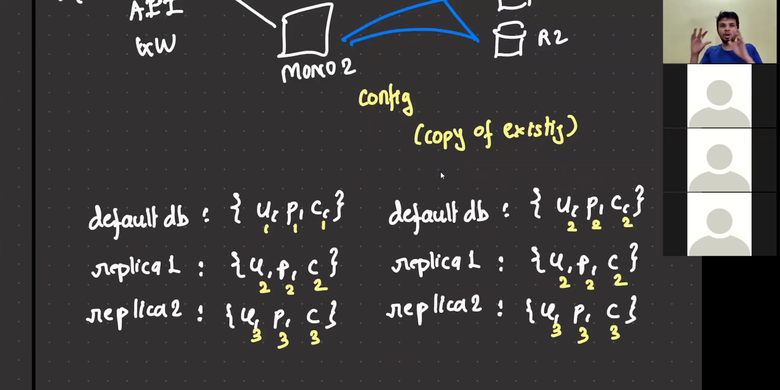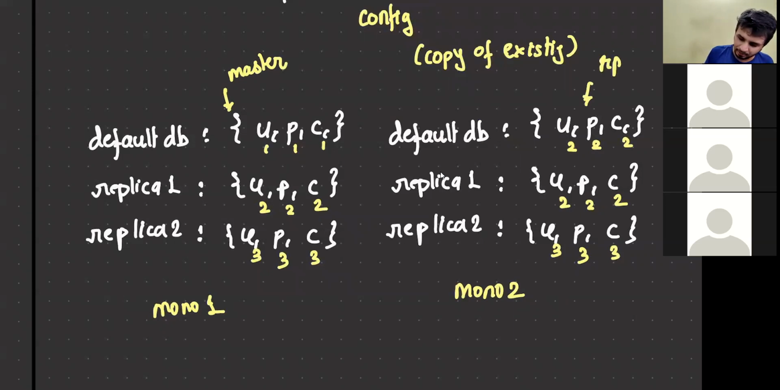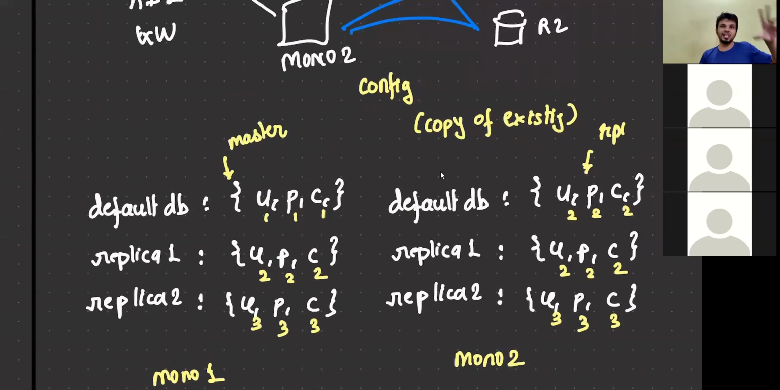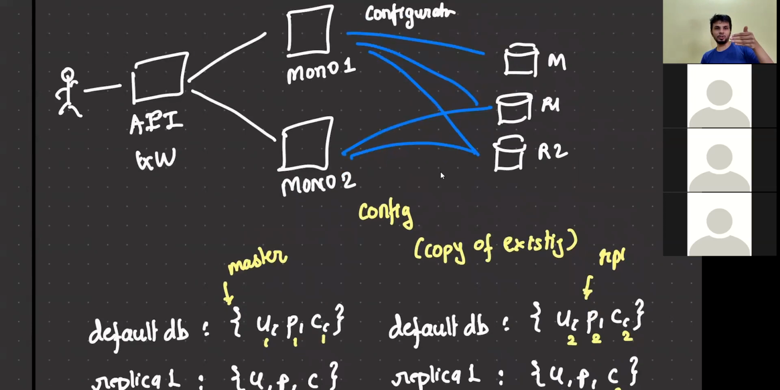So all of our requests of default DB for my monolith 2. So this was my mono 1. This is my mono 2. So default of mono 2, instead of pointing to this one for master, like U1, P1, C1, this actually goes to replica because it's U2, P2, C2. So without changing any code, we created a parallel setup of mono 1 and mono 2. Just that we copied the entire config of mono 1, copy pasted it into mono 2.